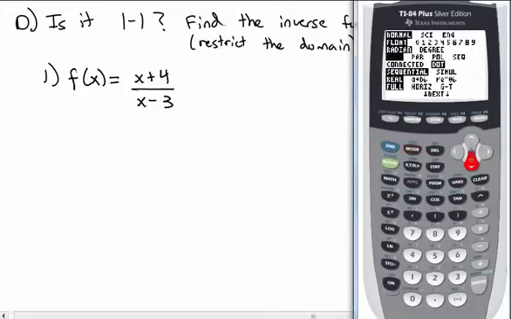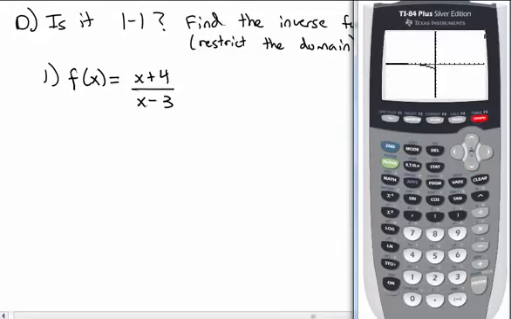I like to keep connected on. Some calculators recognize it's an asymptote and some don't, so some may draw that vertical line in and some may not. But just know if you see a vertical line, that's probably an asymptote. That's not actually part of the graph.